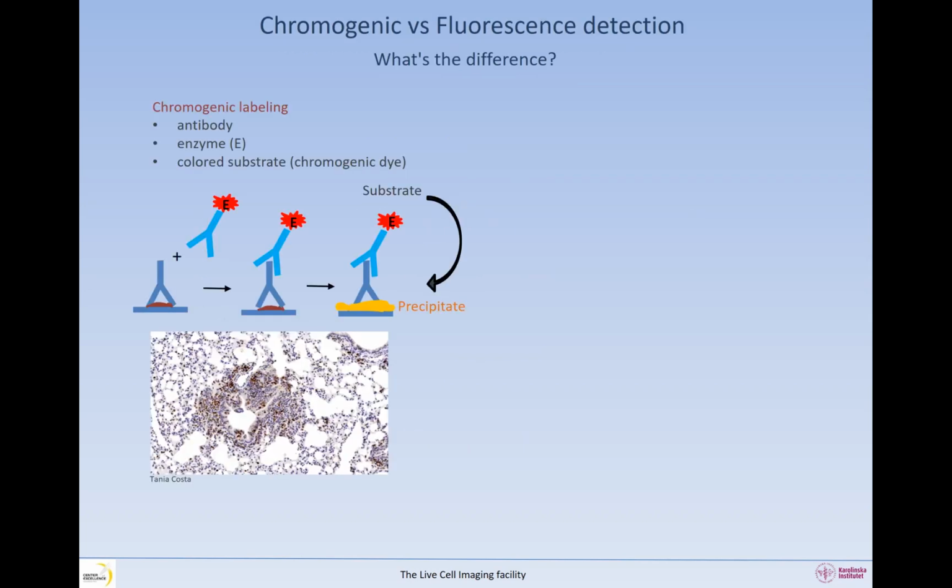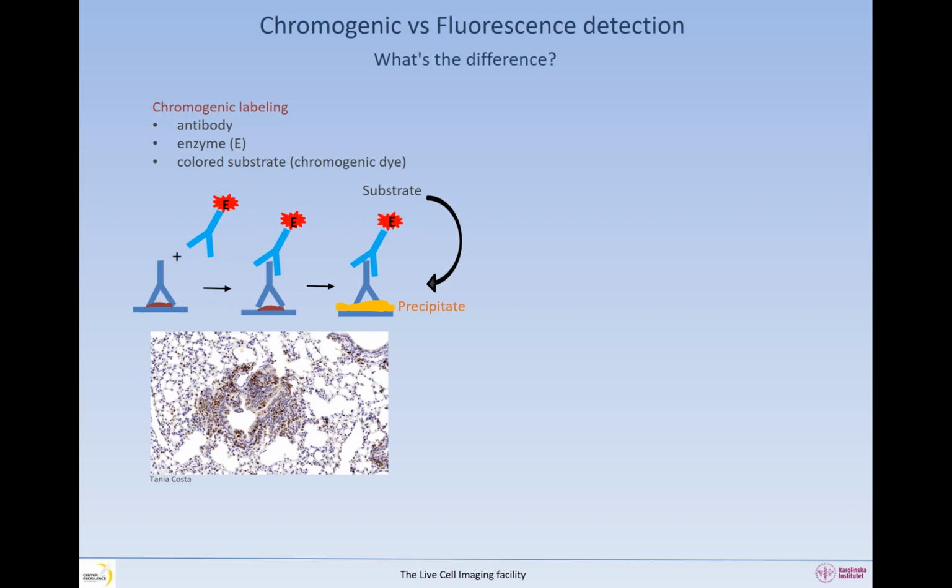Let's start with the chemical reaction. Here we have our sample, and then we have our antibody, which has an enzyme bound to it, and we will add the substrate. The substrate, in the end, is basically a color dye, also called the chromogenic dye.